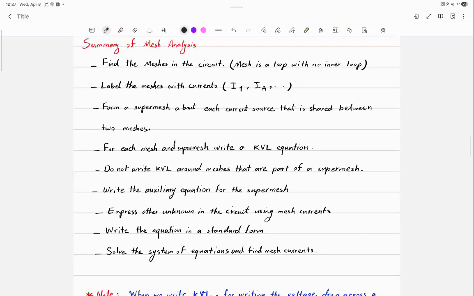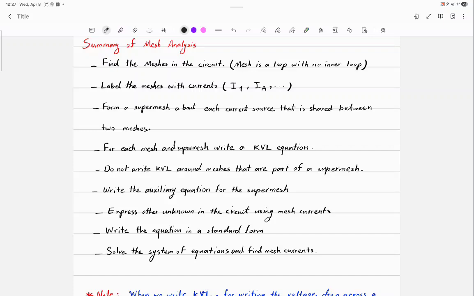Mesh analysis, the important thing to remember is that always label your meshes clockwise, okay? And you move in the direction of the current. What is the voltage drop across a resistor? IR, okay? So remember, because you are moving in the direction of the current, the voltage drop is IR.